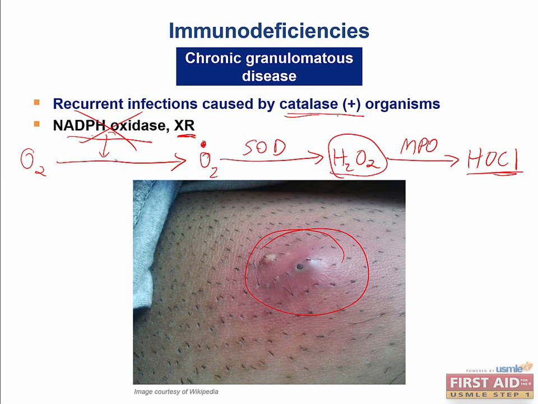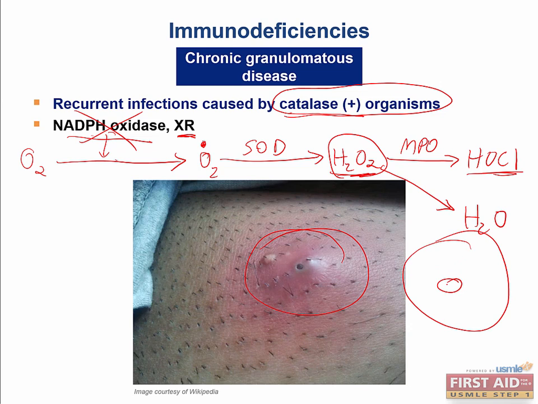However, catalase-positive organisms, like staph and aspergillus, can neutralize all available peroxide into water. So these kids have nothing to take out those organisms. And instead, they just wall them off and form little granulomas like we see here. Hence the name chronic granulomatous disease.